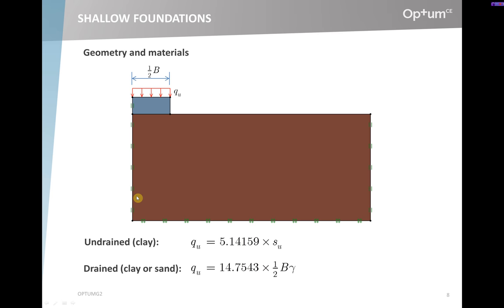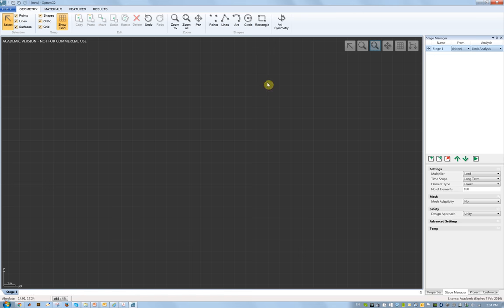Furthermore, for the first analysis, I'll be assuming an undrained shear strength Su of 1, in which case the bearing capacity is just this number here. And in the second analysis, I'll assume a unit weight of 1 and a footing half width of 1 as well, and the bearing capacity is this number here. So let's switch to OptumG2 and see if we can compute these two solutions with reasonable accuracy.